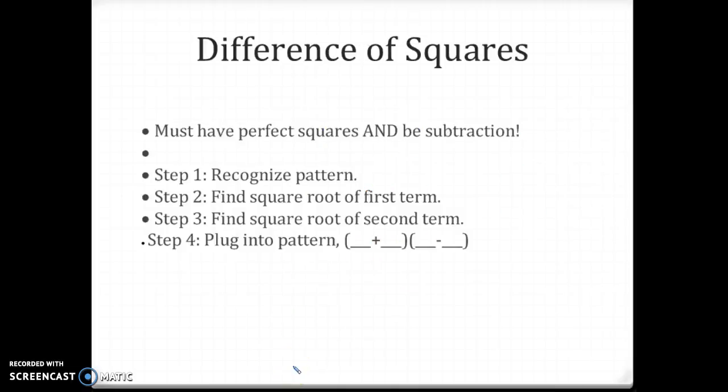So whenever we do difference of squares, you have to have a difference, so it has to be subtraction, and it's got to be two perfect squares. Once you recognize the pattern, you find the square root of the first term, find the square root of the second term, and then you're just going to plug it into a plus parentheses and a minus parentheses.